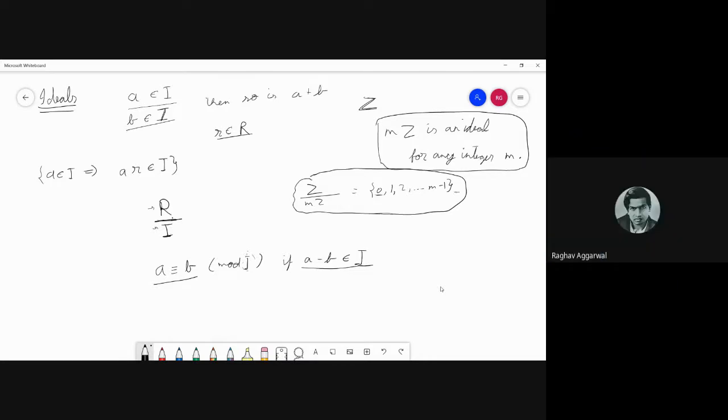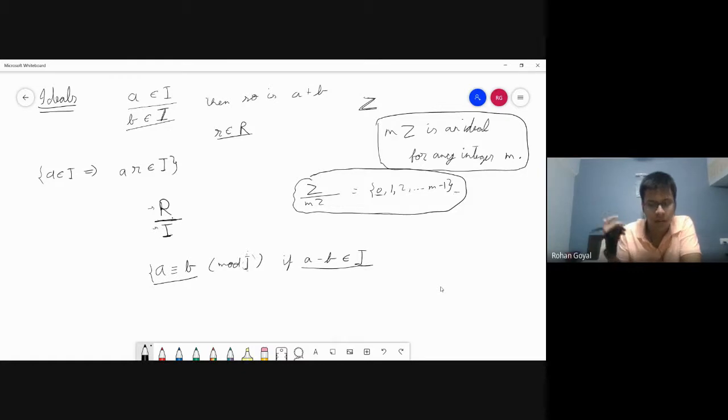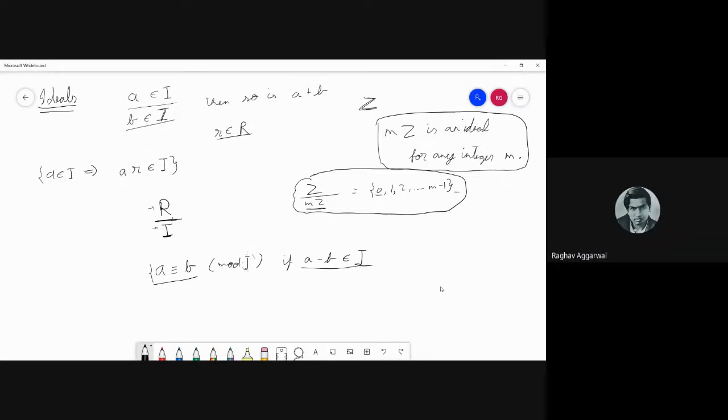We say A is congruent to B mod the ideal if A minus B is in the ideal. So basically the same thing we do mod MZ, right? Z by MZ is the same thing. We say 2M and M are equal, and 2M plus 3 and 3 are equal, because 2M plus 3 minus 3 is in the ideal. Okay, so did you tell the answer of this R by I thing?